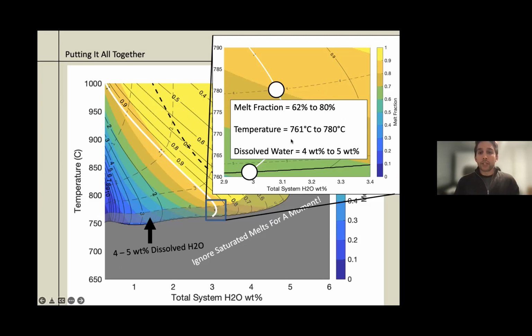And not only that, we've actually also constrained the temperature a little bit better, whereas the previous interpretation didn't say anything about temperature at all. It was still the original range from 750 degrees to 800 to 900 degrees. We've now constrained it to kind of the lower end of that, from 760 to 780, based on these constraints. And the dissolved water kind of stays the same between 4 to 5 weight percent. So that's kind of putting it all together and showing how we can constrain this so much better by incorporating melts.